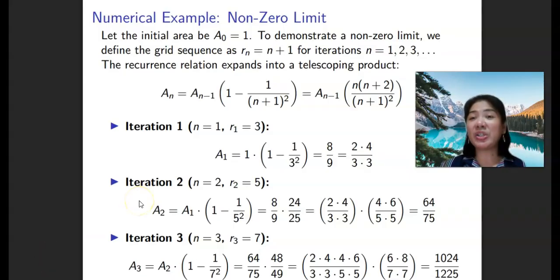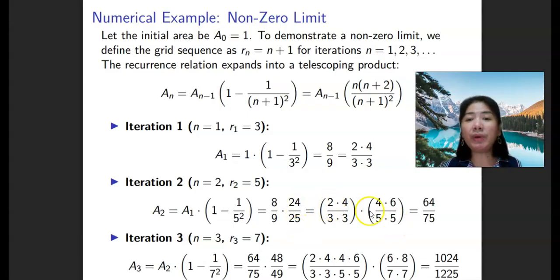Alright, and now for iteration number 2. Our n is 2 and our grid is 5 by 5, so our r is 5. The area of this level, denoted by A sub 2, is equal to the previous area, which is 8 over 9, times the remaining fraction, 1 minus 1 over 5 squared. So we have 1 minus 1 over 25, and the remaining fraction will be 24 over 25.